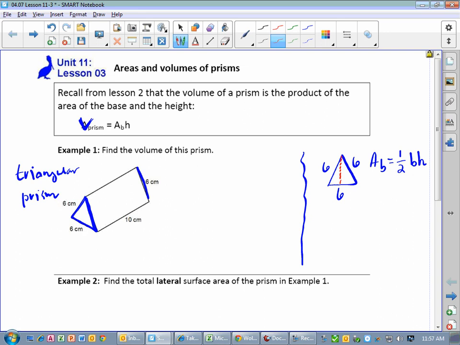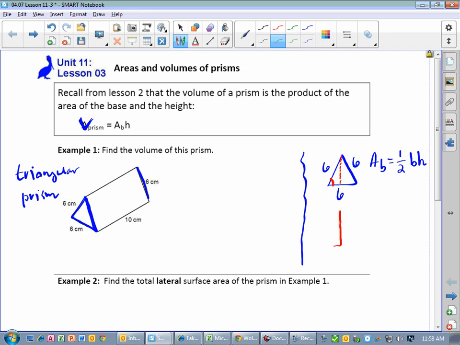Okay? What else do we know about this triangle, though? All sides are the same, which means all the angles are the same. So what's the measure of each angle? 60. 180 divided by 3 is 60.